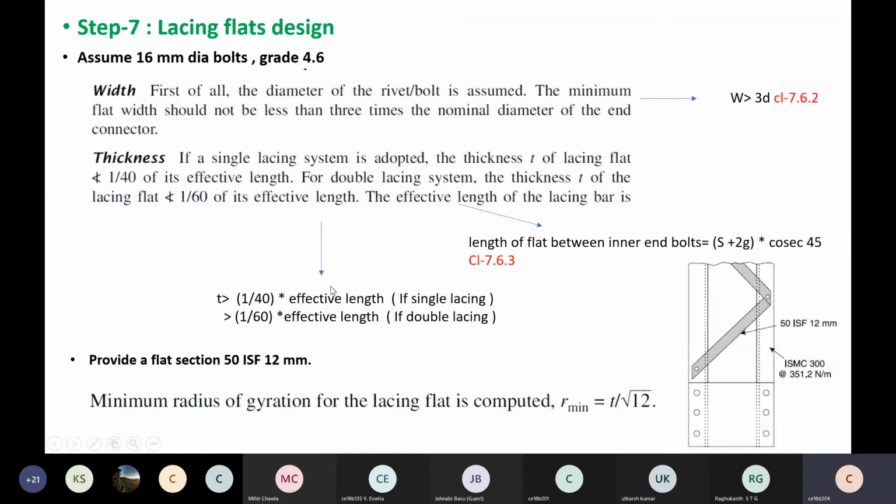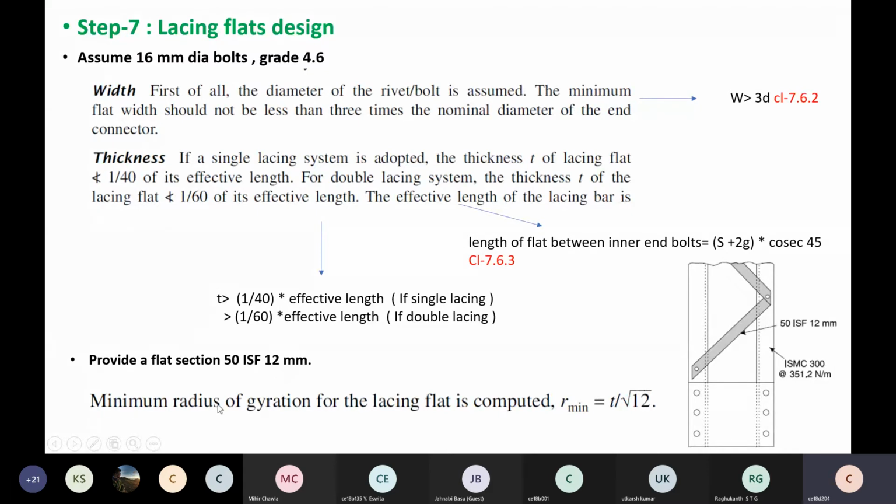You will get t as 12 mm. So when you calculate, you will get around 10 mm. So greater than that we have to provide. So we'll take it as 12 mm. So we are providing a flat section of 50 ISO of 12 mm. So width is 50 and the thickness is 12 mm. So we'll move to the next step.